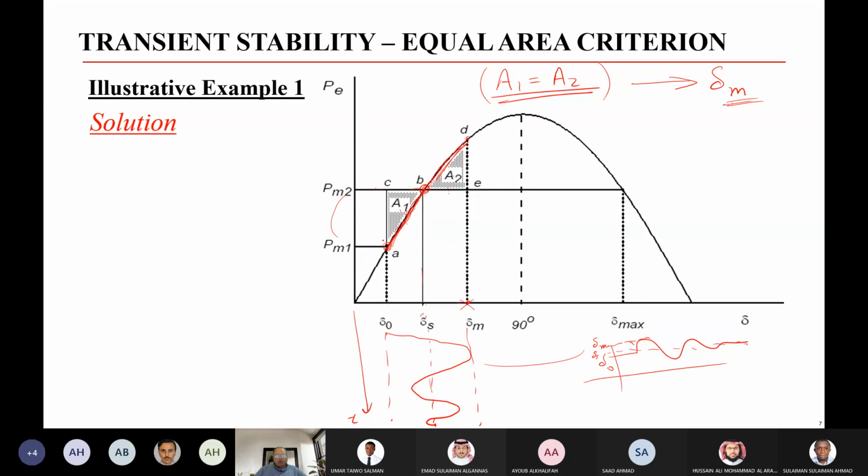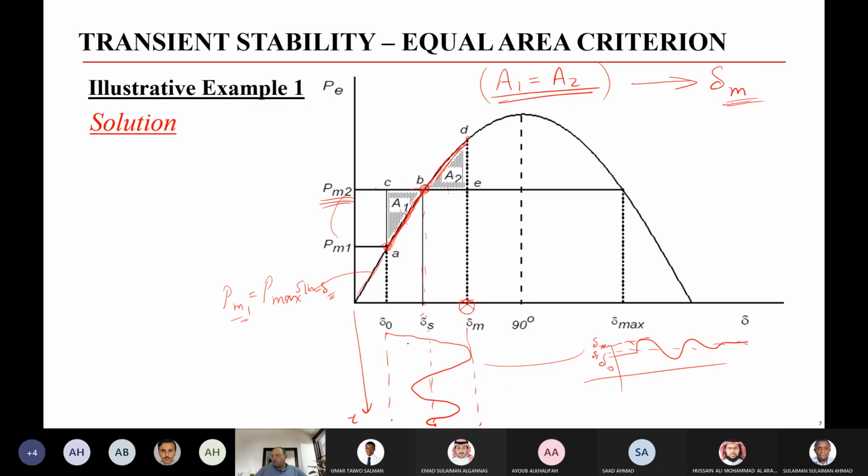Delta 0 is known, because you know BM1 and you know the curve here. This is B max sine delta. So you have BM1 equal to B max sine delta, so you can get the angle corresponding to this one. BM2 is also known, so you can get delta 0 and delta S. So what is missing that we need to get is delta M.